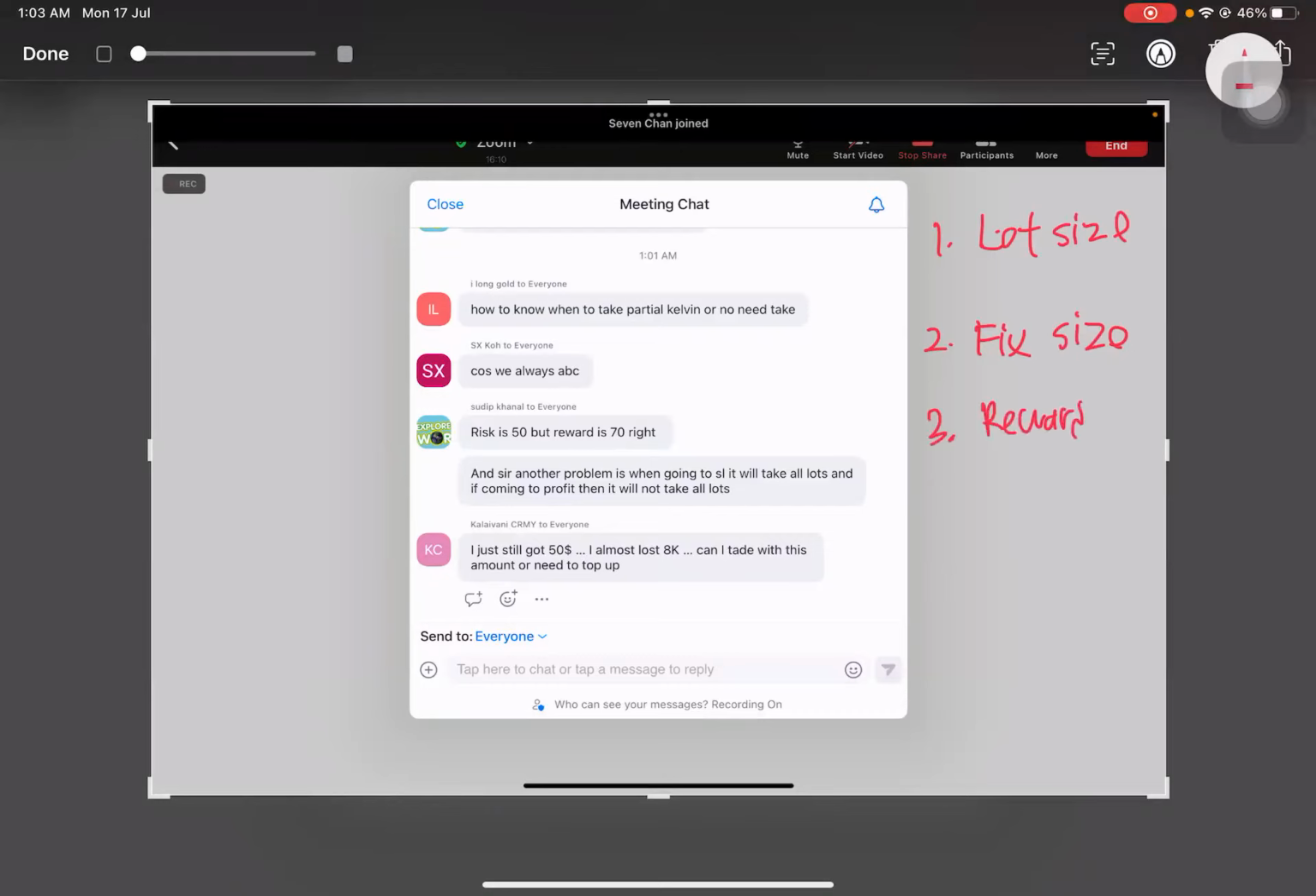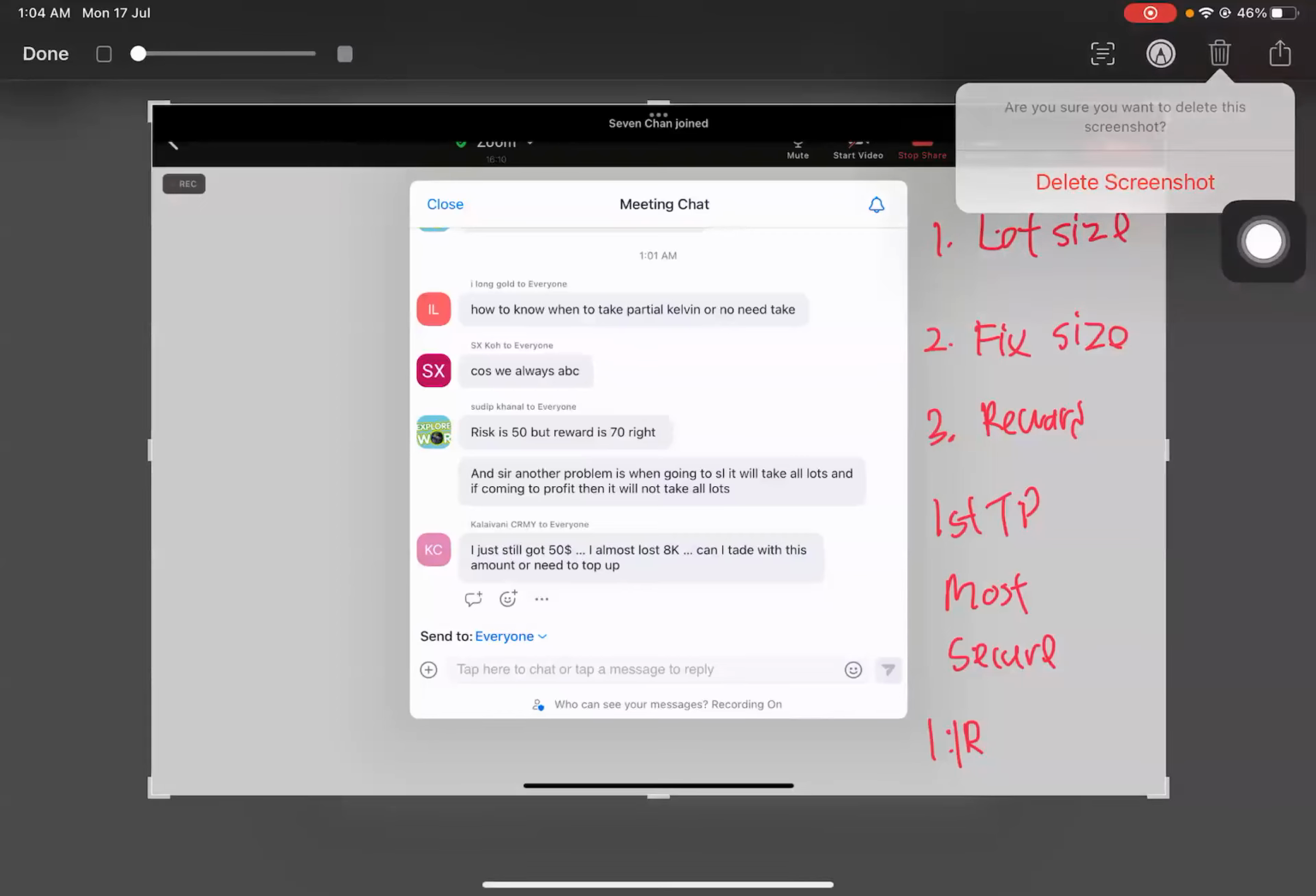The reward part: whenever you reach the first TP, you have to secure most of it already. Mostly secure, so that you control your risk and minimize your risk already. For example, right now you're risking 30 pips. Whenever the position is running 30 pips, you have to secure already because it's already running 1:1. You can just secure most of the positions already. This is what I mean.